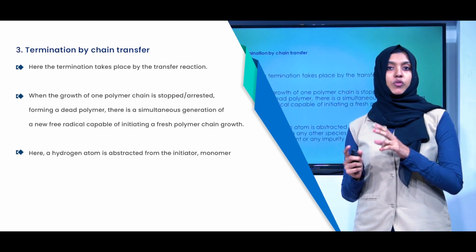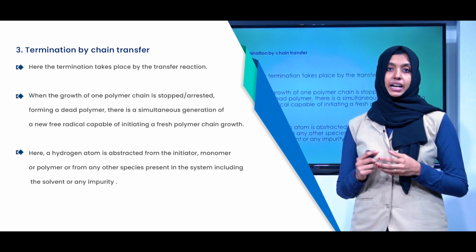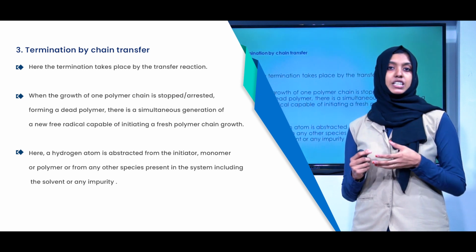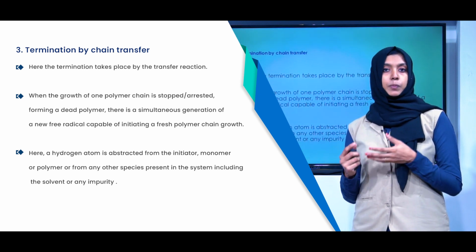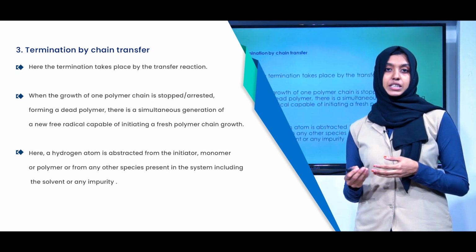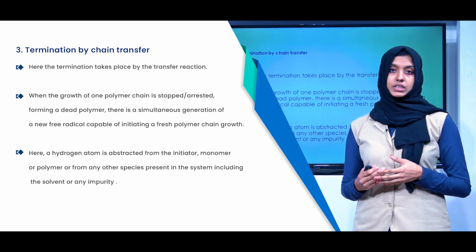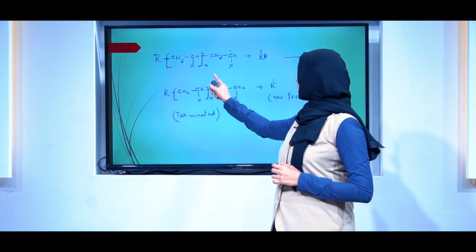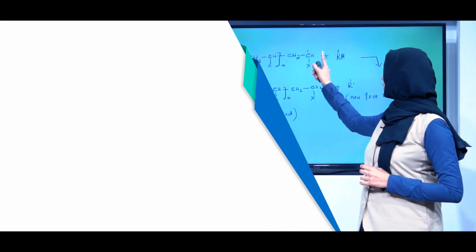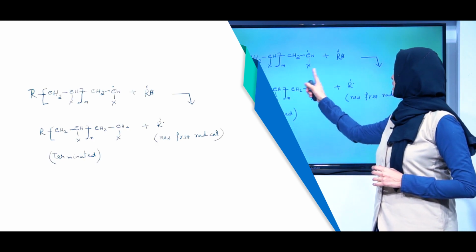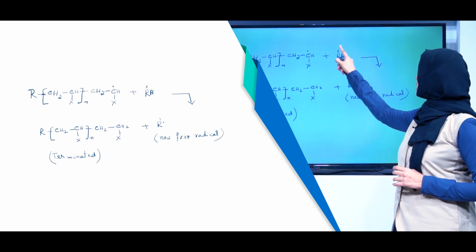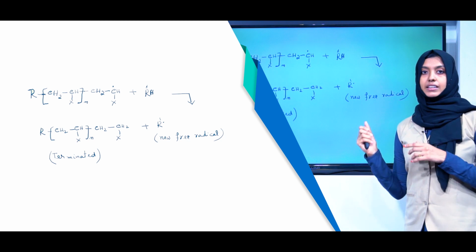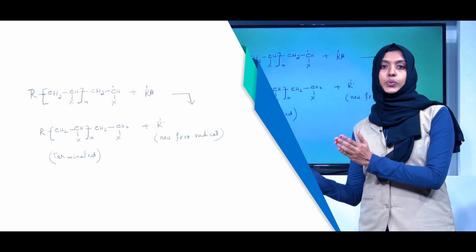Termination by chain transfer. Here termination occurs by the transfer reaction. When the growth of one polymer chain is stopped, the formation of a new free radical is generated simultaneously, and this free radical will be capable of initiating and propagating a new polymer chain. Here, a hydrogen atom can be abstracted from initiators, monomers, polymers, or any other species present in the system, such as impurities and solvents. You can see the termination here. Here this chain abstracts a hydrogen from this molecule and becomes the product. You can see this chain is being terminated, and at the same time this molecule has become a new free radical, and this free radical can initiate and propagate a new chain reaction.